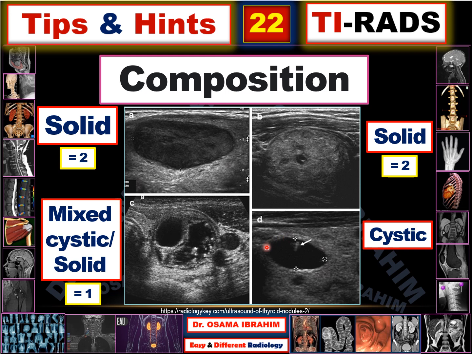This one is completely cystic, so it is called a cystic nodule, and a cystic nodule takes score 0 and is considered a normal thyroid TI-RADS. There is no need to complete the TI-RADS if the nodule is cystic like this. So from these images you can understand the meaning of composition and how to score it.